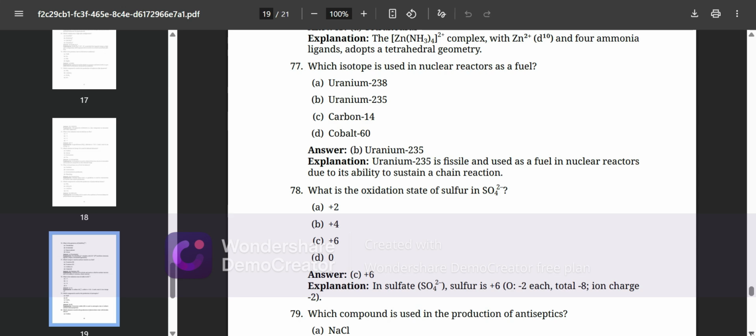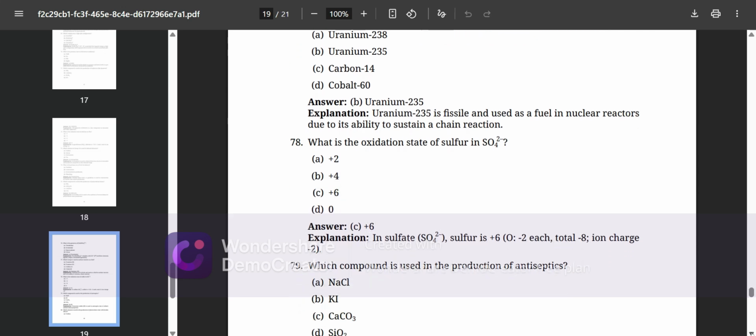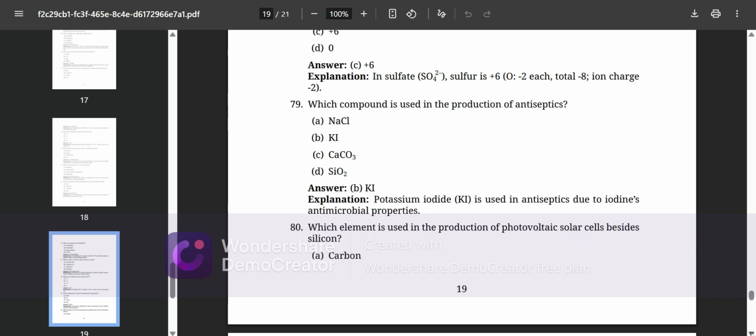What is the oxidation state of sulfur in SO4 2-? Plus 6. In sulfate, sulfur is plus 6, oxygen minus 2, total minus 8, ion charged minus 2.